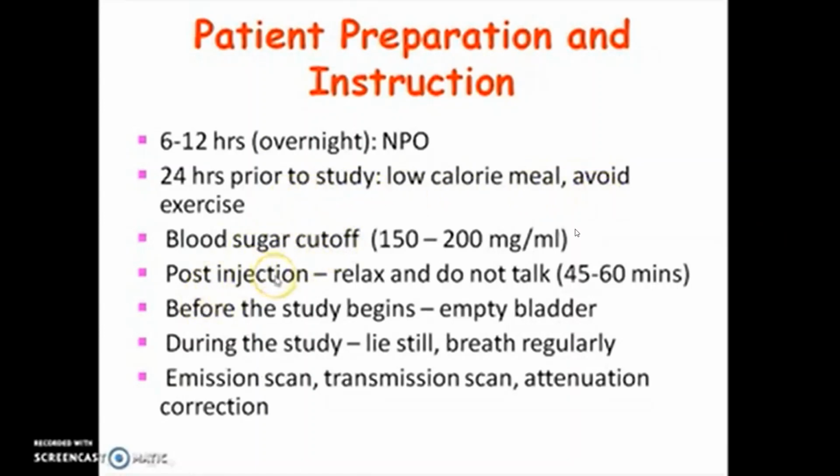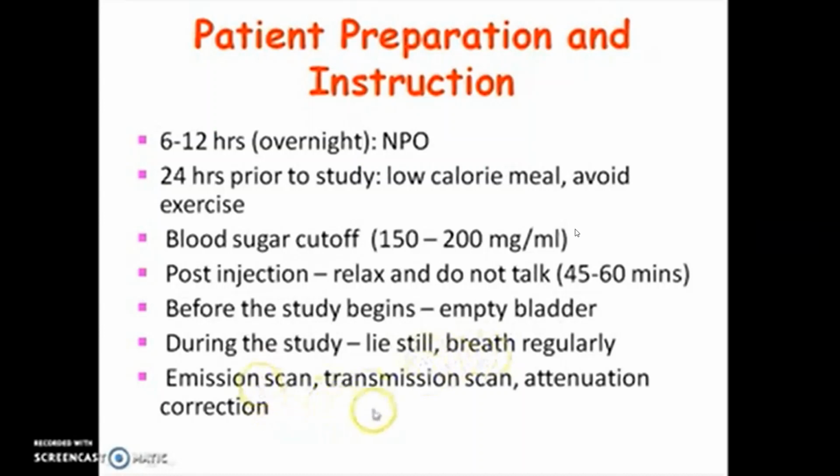Post injection, as soon as the injection is given, we should ask the patient to relax, not to talk. Why? Because when they talk, the metabolism is going to increase and it will alter the actual information. Before the study begins, ask the patient to empty the bladder. During the study procedure, ask the patient to lie still. Ask the patient to breathe regularly.